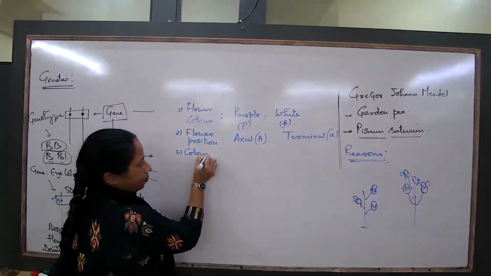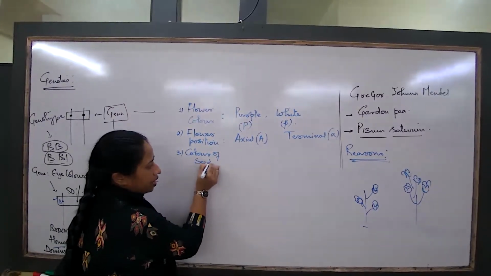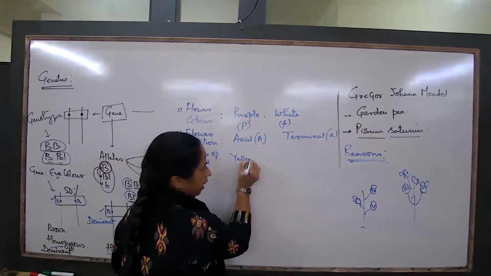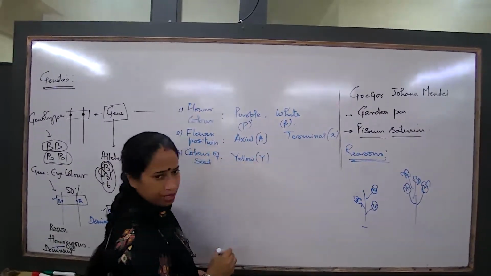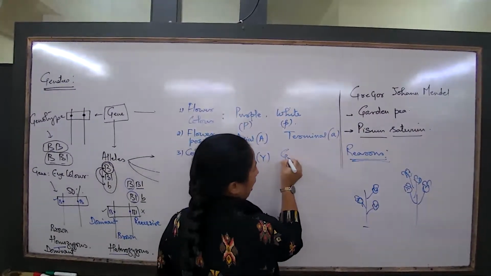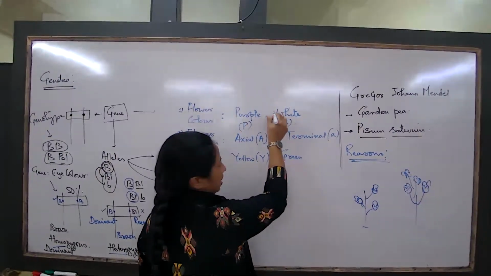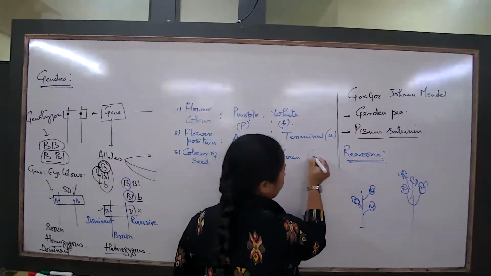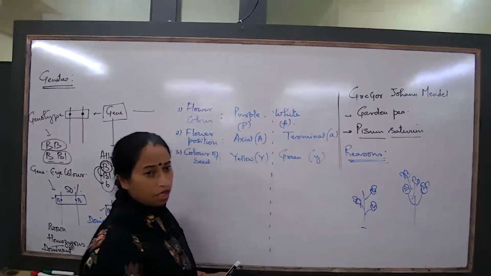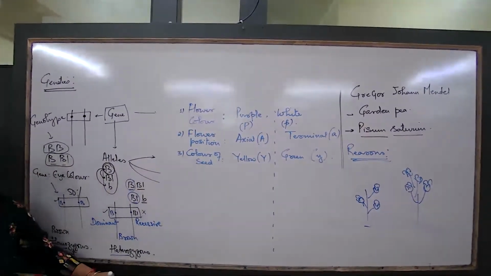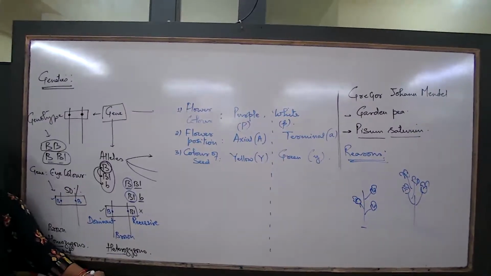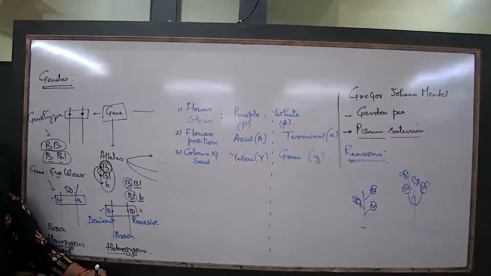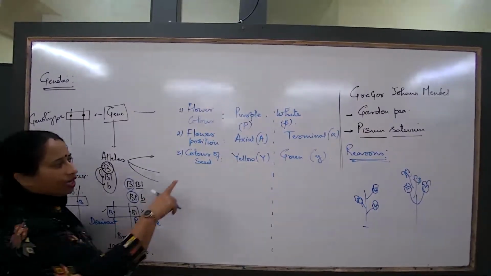color of seed. What was it? Yellow. Yellow is dominant, so we write capital Y for yellow. And green is recessive, so we write small y. Take a note: we don't write small g. Whichever letter we take for dominant, just the lowercase letter for recessive. Color of seed.